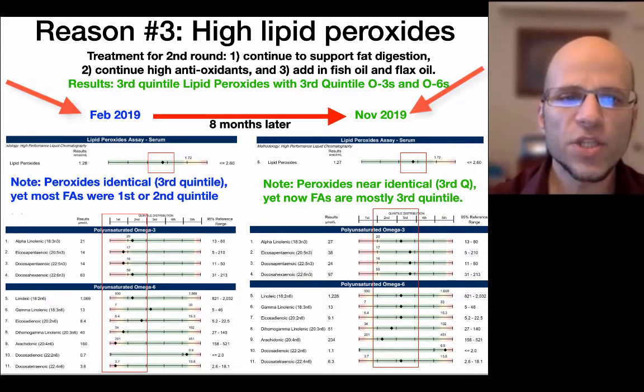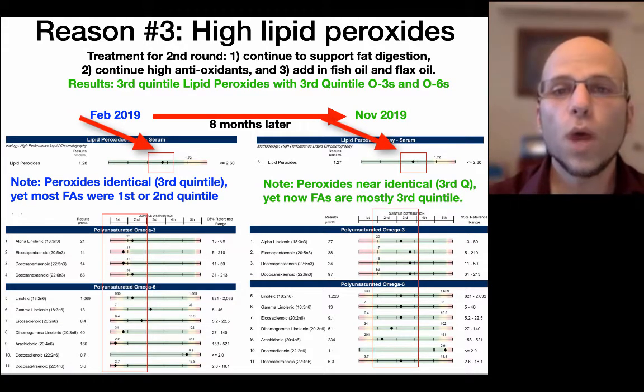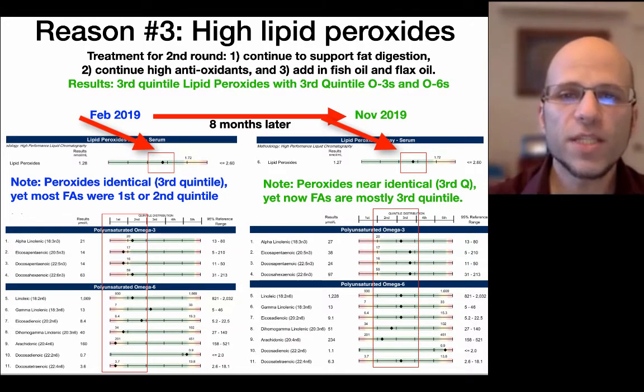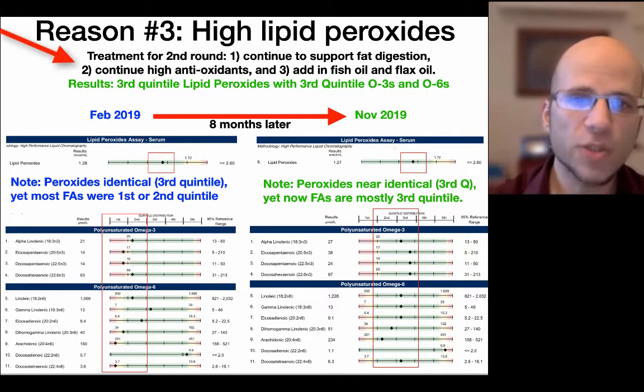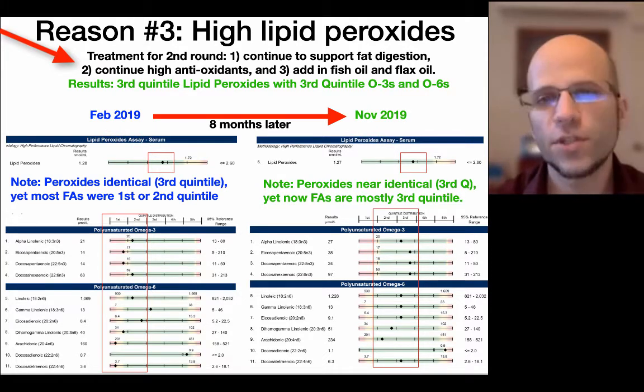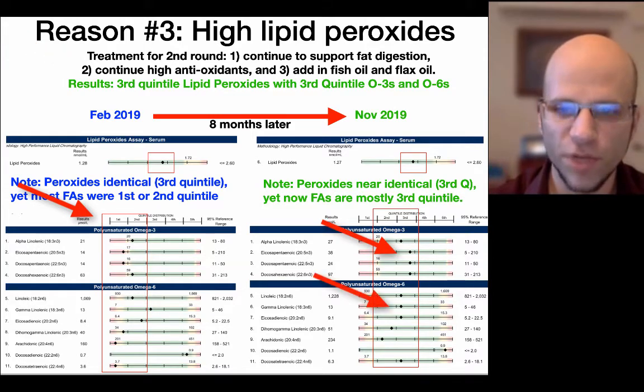And you can see his lipid peroxides stayed almost exactly the same, just a 0.01 difference. What I did this time was continue with supporting fat digestion, continue with high antioxidants, but now decided to add in fish oil and flax oil. And you can see the difference. He jumped to statistically near perfect.